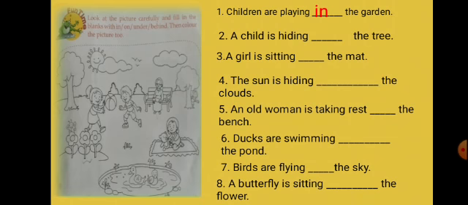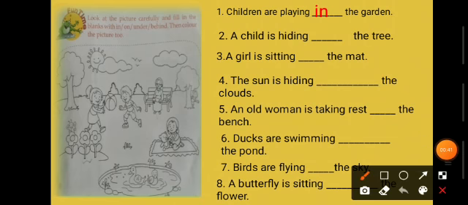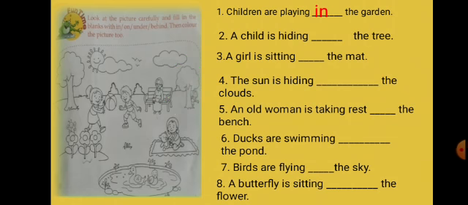Second, a child is hiding dash the tree. A child is hiding behind the tree. ओके ट्री के पीछे ही छुपा है ना बच्चा, इसलिए हम लिखेंगे behind. A child is hiding behind the tree.